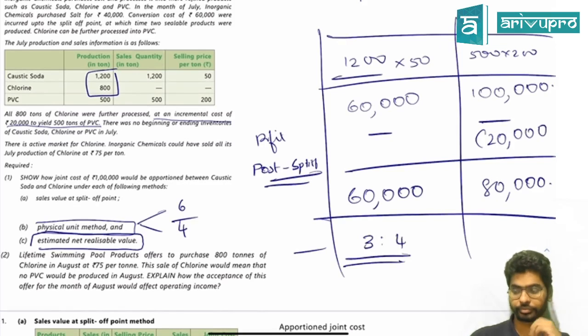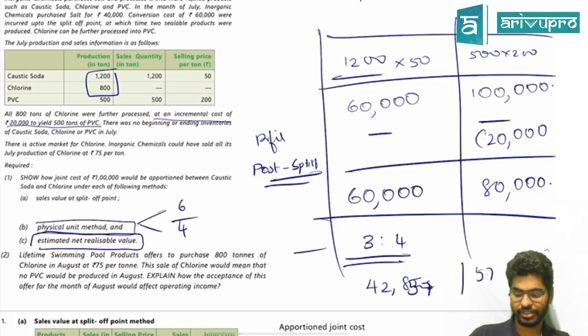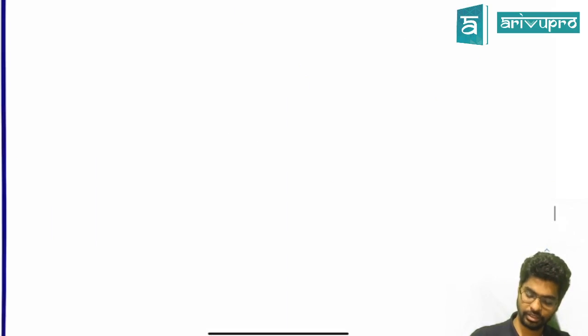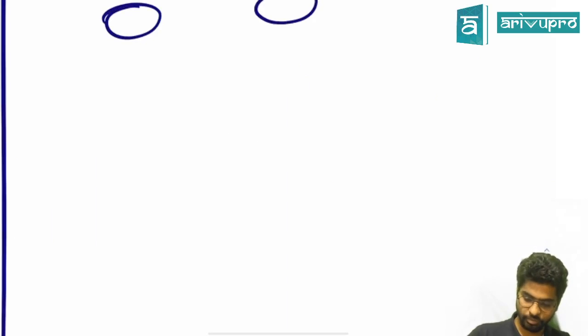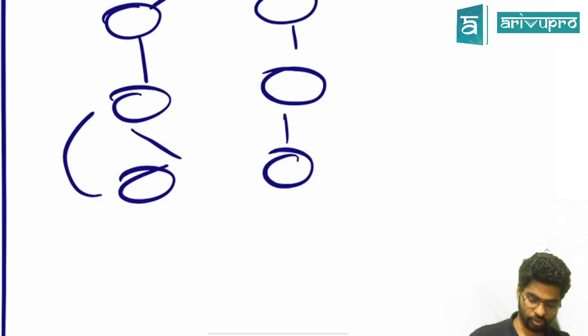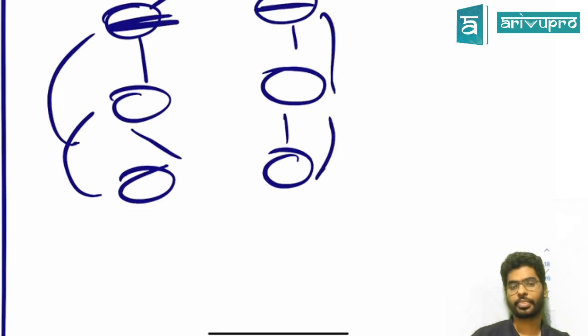That 1 lakh shall be divided in the ratio of 3 is to 4. That will be 42,857 and 57,143. Guys, again and again I'll tell you, remember this: what is estimated realizable value? I would have done these products, before the split off I would have incurred some expenses and then I would have arrived at a selling price. So I have to go in reverse and arrive at this particular point. Are you clear?